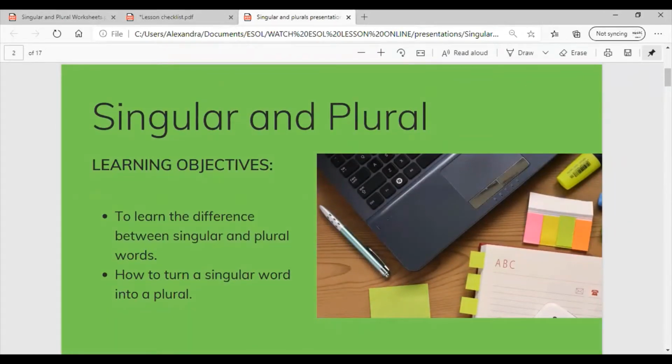Okay, so today we're looking at the singular and the plural, and our learning objectives are to learn the difference between singular and plural words and how to turn a singular word into a plural. It's quite a simple thing to do, but sometimes people forget it. So we're just going to quickly go over what we mean by singular and plural and how to turn particularly nouns into the singular or into the plural.